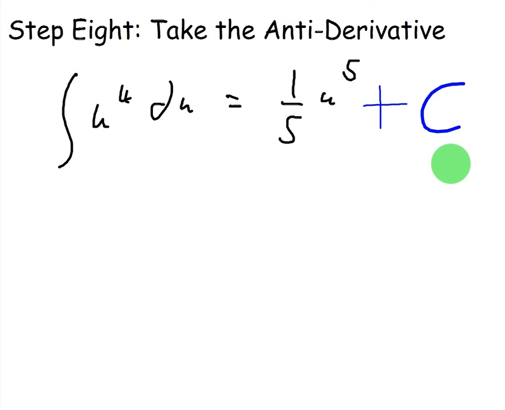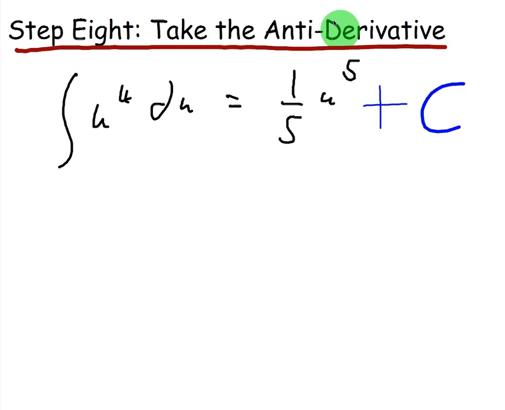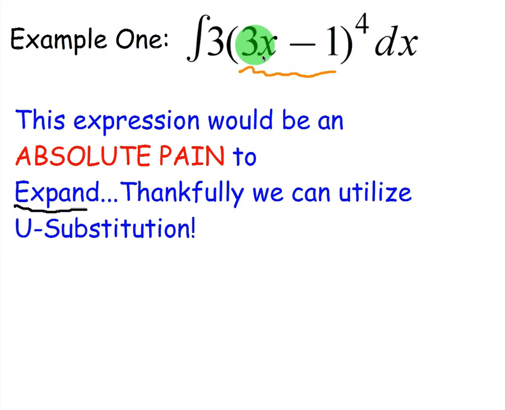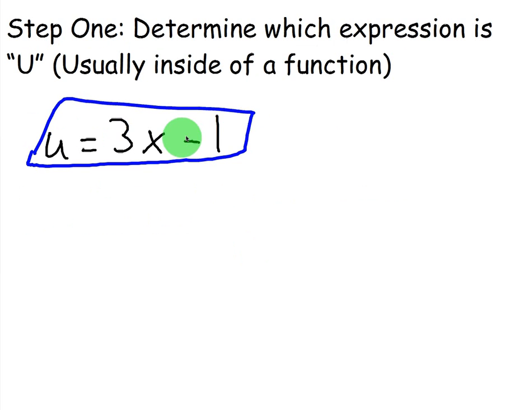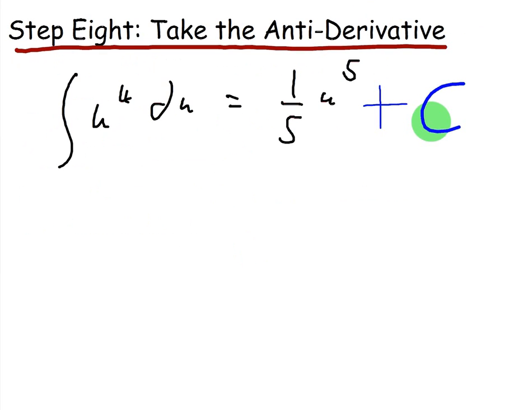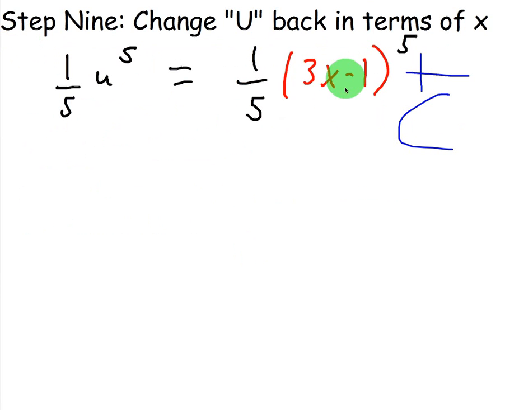Okay, so for step 8, take the antiderivative. And it should be really easy at this point to take the antiderivative of your u expression. That's why we do U-substitution, because it makes it easy. But now we have 1/5 u to the 5th plus c. Our original problem was in terms of x. So we need to convert that back to x. Now fortunately we know that u is equal to 3x minus 1, so that will be easy to substitute back in. Again, hence the name of the lesson, U-substitution. We're going to be replacing this u with the 3x minus 1 that we had originally.